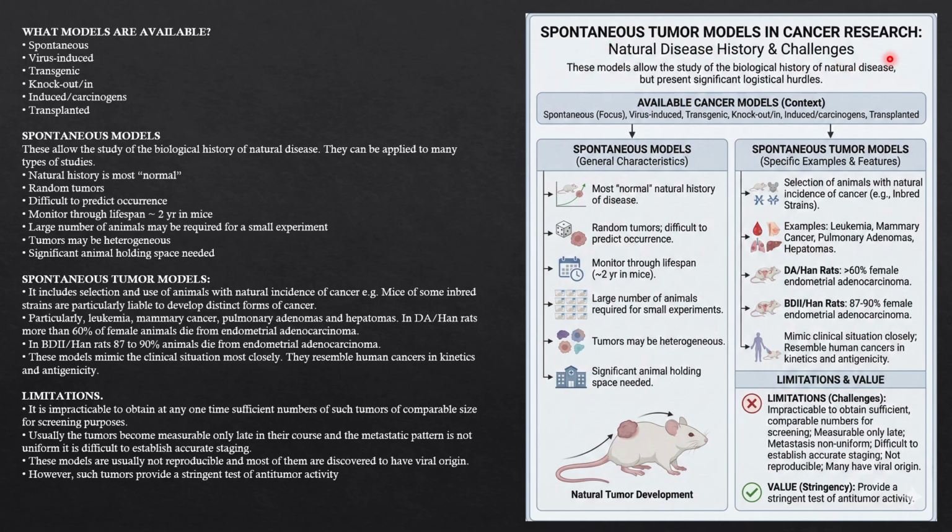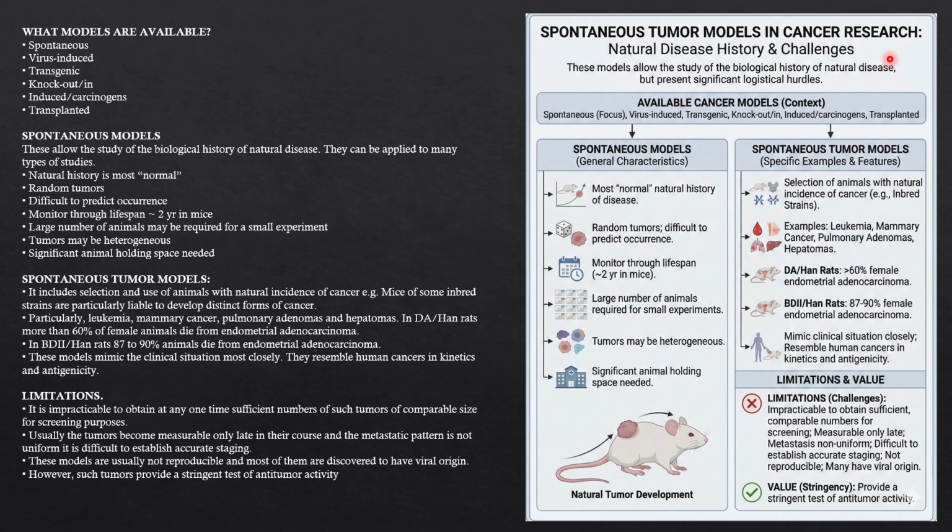So what are the spontaneous tumor models in cancer research? Basically, these models allow the study of the biological history of natural diseases, and they are available in cancer models, and they can be spontaneous. They are virus induced, transgenic, knockouts, carcinogen induced, as well as transplanted. The spontaneous models have general characteristics, whereas the spontaneous tumor models have specific examples and features.